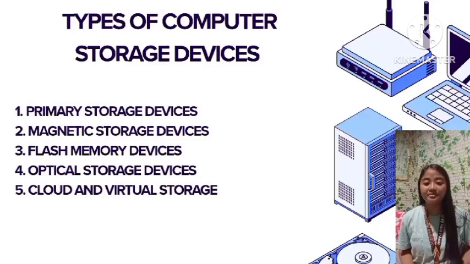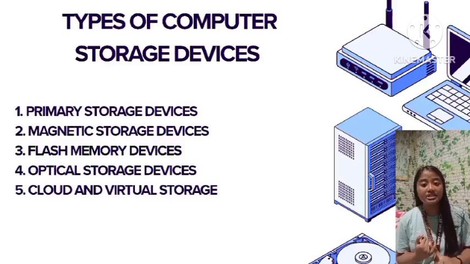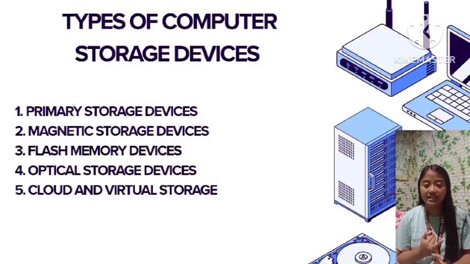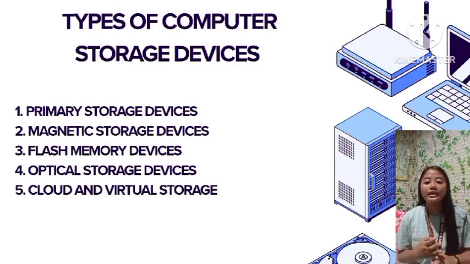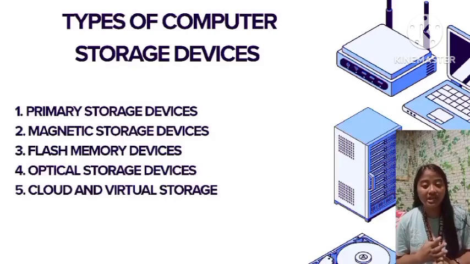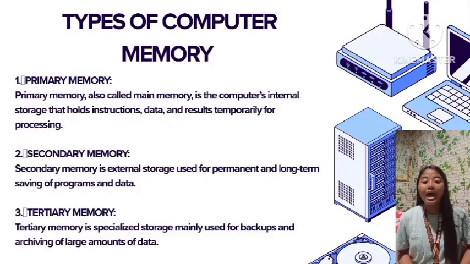So, we have types of computer storage devices. First is primary storage devices. Second, magnetic storage devices. Third, flash memory devices. Fourth is optical storage devices. And the last is cloud and virtual storage. These types of storage devices will be discussed by the other reporters. I will be the one to discuss types of computer memory.